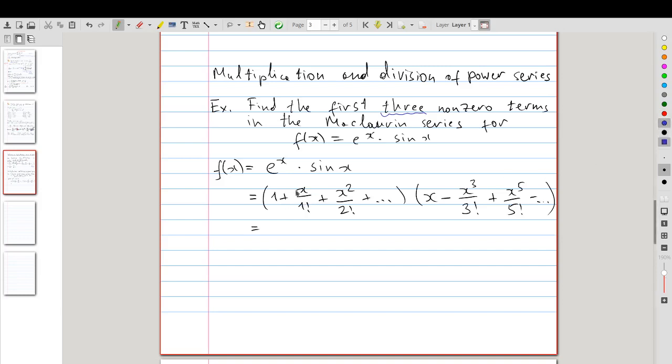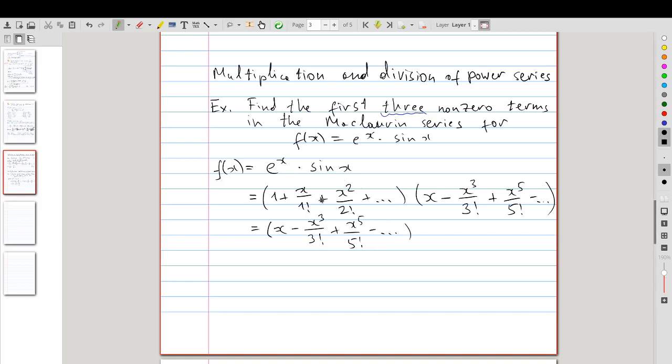over the terms of the second series. So we will form the products 1 times x, 1 times minus x cubed over 3 factorial, and 1 times x to the 5th over 5 factorial. So that will give us x minus x cubed over 3 factorial plus x to the 5th over 5 factorial. Okay, so we get these terms. Are they the lowest order terms in the product, or will we have something else?